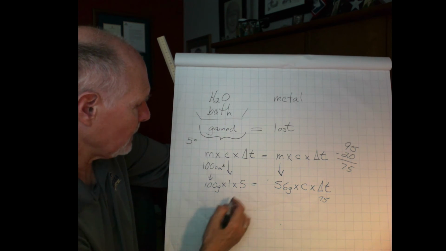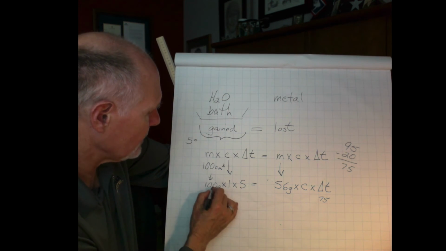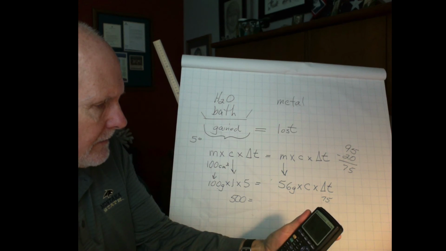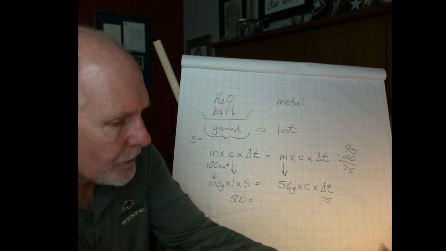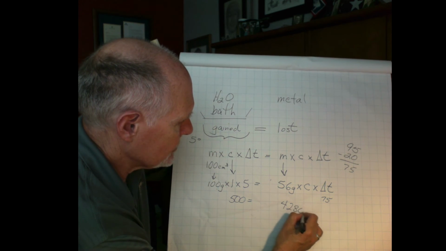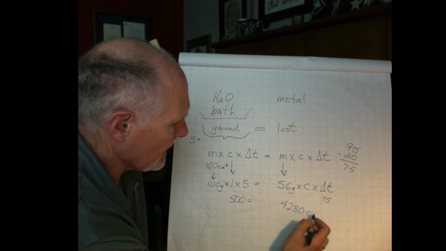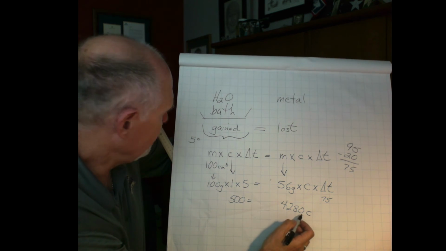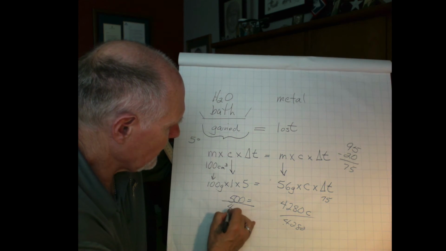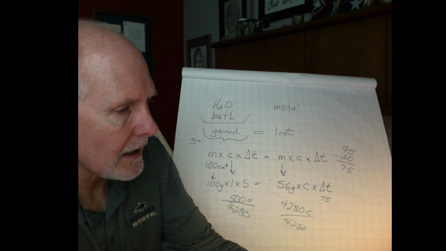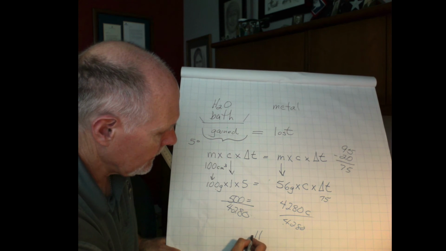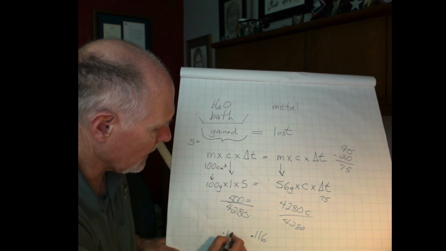So now, if I multiply this out, 100 times 1 times 5 is 500, and that is equal to 56 times 75, which is 4,200. So 4200 C, or X, it doesn't matter. I solve for C by dividing this side by 4200 and dividing this side by 4200, and I get 0.119. I could round that off to 0.12.